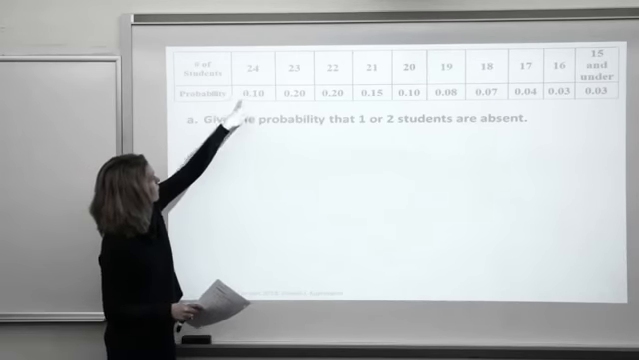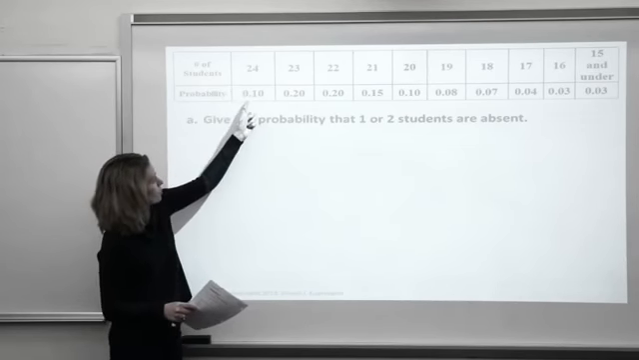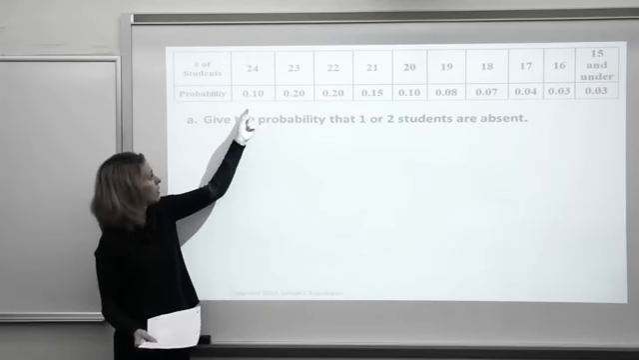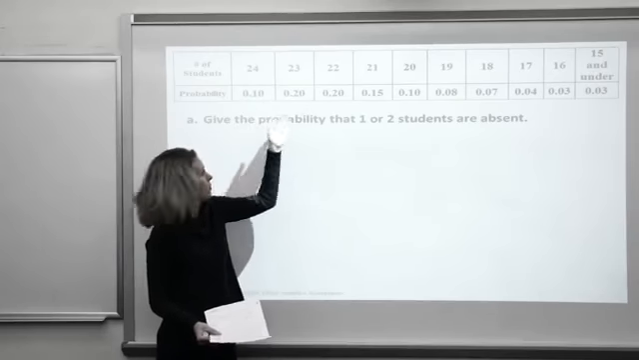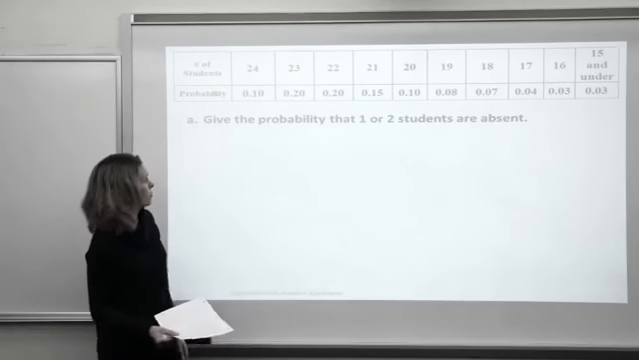This says the probability of 24 students being in attendance on any given day is 0.10 or 10%. The likelihood of 23 students being present would be 0.2 or 20%.